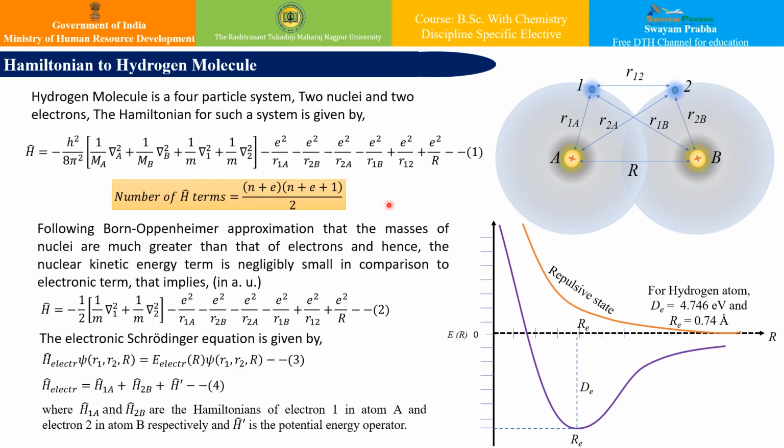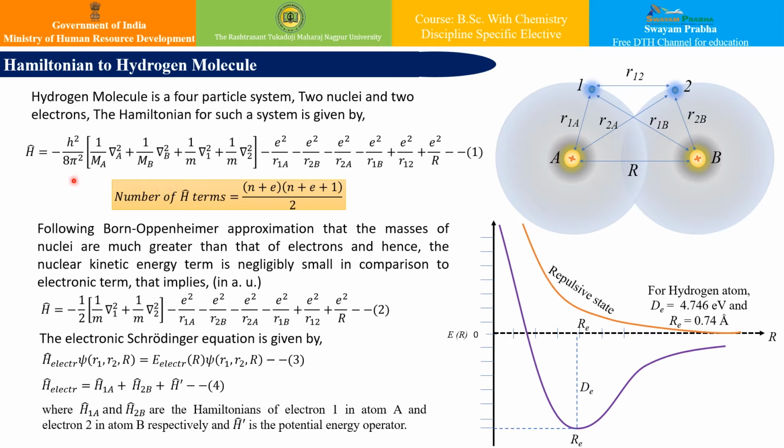In quantum mechanics, if one wants to find out how many terms the Hamiltonian involves, we can use this formula, that is (n plus e) times (n plus e plus 1) upon 2, where n indicates the number of nuclei and e indicates the number of electrons. Now if you substitute these two nuclei and two electrons in this formula, you can see that the Hamiltonian for the hydrogen molecule will comprise 10 terms.